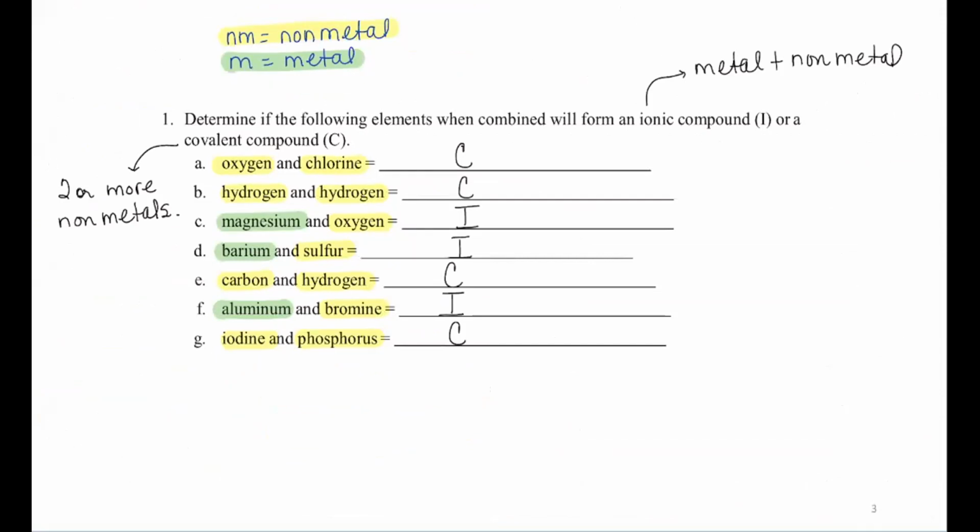So again, metal and nonmetal is ionic. Nonmetal and nonmetal is covalent. Metalloid and nonmetal is also covalent. There are no compounds for metalloids and metals. So that's how we know if something is ionic or covalent. That's something that we did in class.